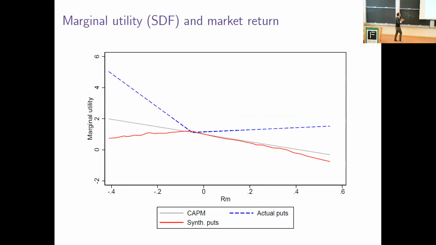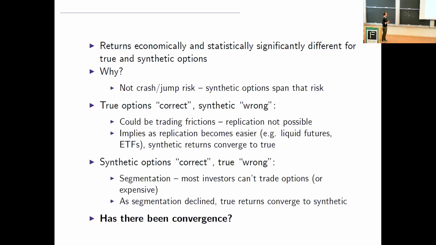So what do we get then? Going back to my graph, if I try to measure marginal utility with respect to the market return over the course of the entire month, 100%, I get a lot of convexity from the true puts, and I get some slight concavity, but it's not statistically significant, for the synthetic puts. So they're giving totally different answers. And so the question you would have at that point is, which one of these do I want to trust?